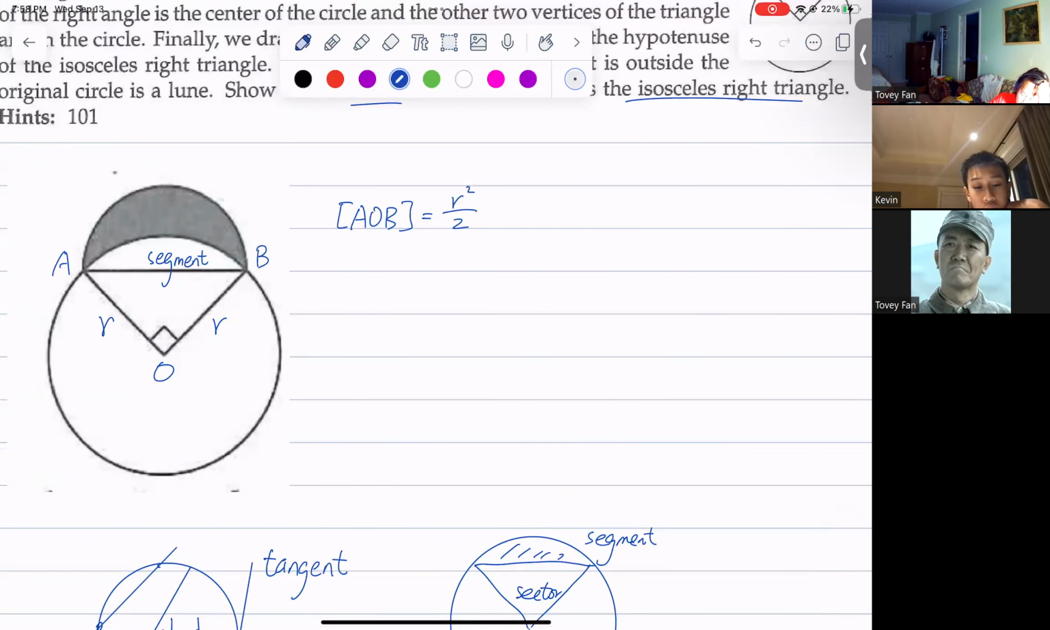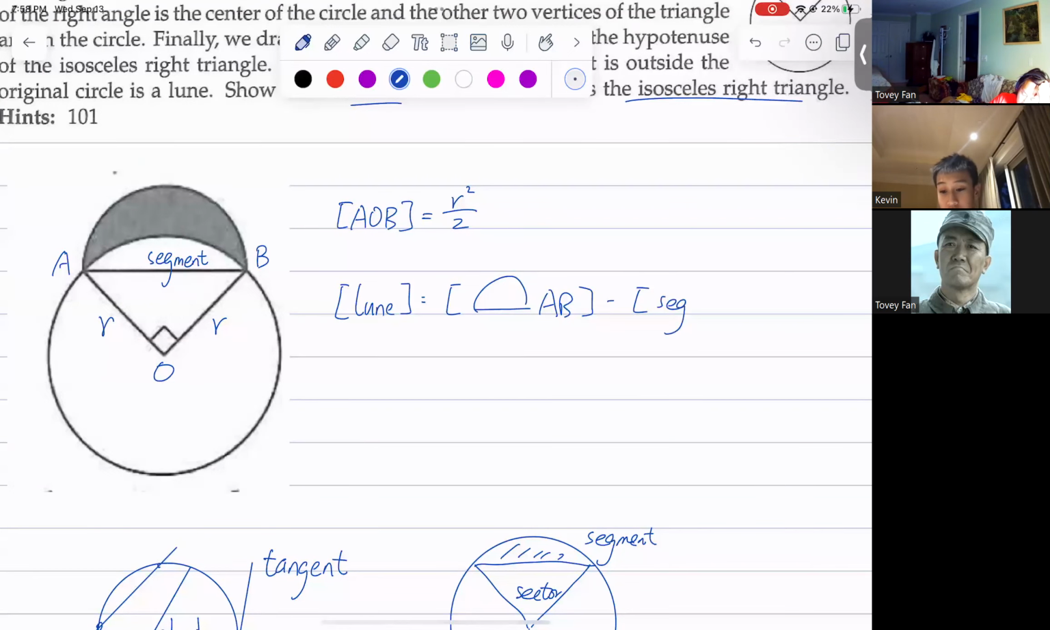So we know the area of the lune is the area of the semicircle AB minus the area of the segment, right? Good, let's just find them one by one. What is the area of this semicircle? The area of the semicircle is basically the circle divided by 2. Yeah, how do we find the area of that circle then?